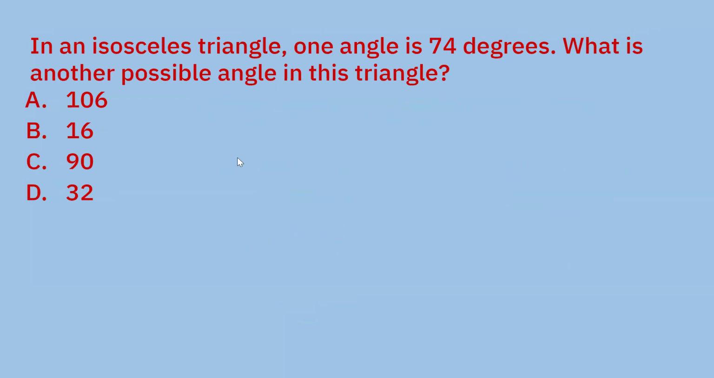In an isosceles triangle, one angle is 74 degrees. What is another possible angle in this triangle? Okay, so I'm going to draw this out again to sort of illustrate what could happen. Let's say you have an isosceles triangle, and then I'm going to draw 2 triangles. You'll see why in a second, right?